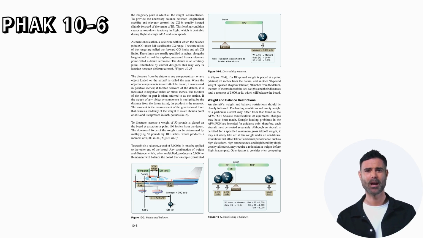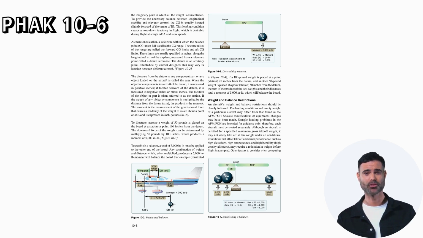If the weight of any object or component is multiplied by the distance from the datum, the arm, the product is the moment. The moment is the measurement of the gravitational force that causes a tendency of the weight to rotate about a point or axis and is expressed in inch-pounds. To illustrate, assume a weight of 50 pounds is placed on the board at a station or point 100 inches from the datum.